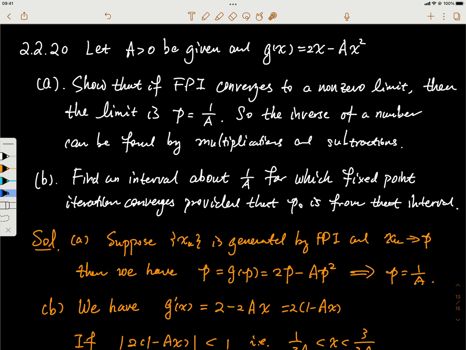Problem 2.2.20. So the problem is given like this, where we have this g(x) given like this, and then we're going to apply the fixed point iteration algorithm to this function g. And the first question is to show that if the fixed point iteration algorithm actually converges when applied to this g, and we get a non-zero limit, then this limit must be equal to 1 over a.